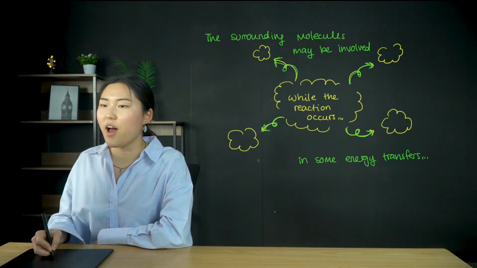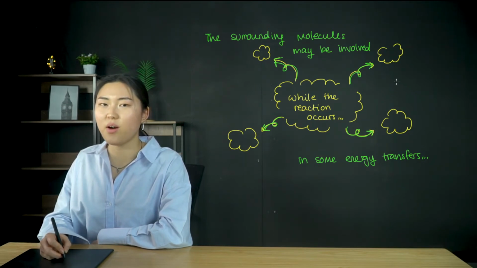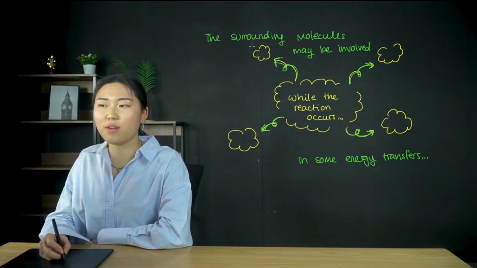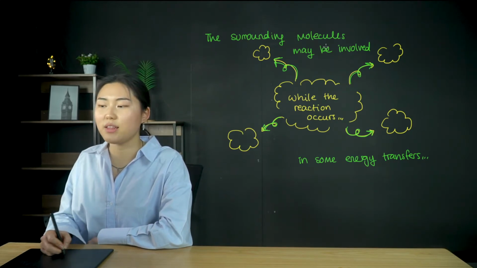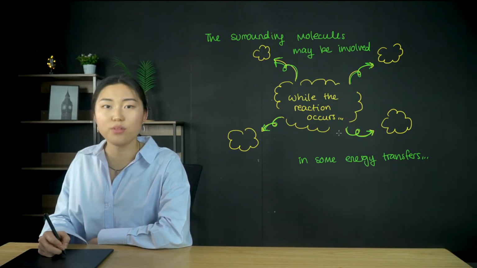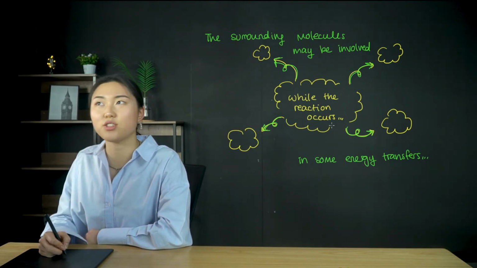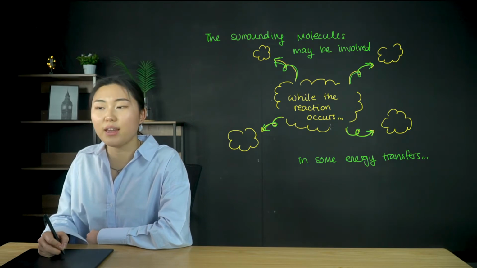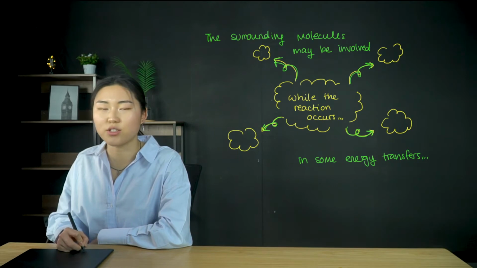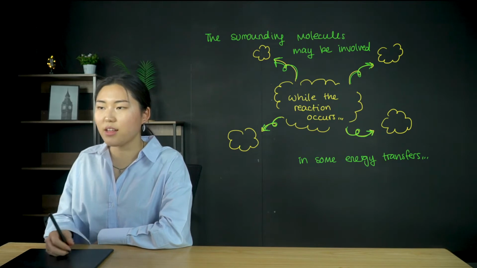Okay? So not only do we have the entropy of the system, we're going to have something called delta S surroundings. So the surrounding molecules may be involved in some energy transfers while the reaction is occurring. So around the reactions, there might be gas molecules or liquid molecules, if the reaction is inside a solution, gaining energy or losing energy, okay? Depending on if the reaction is exothermic or endothermic, right?